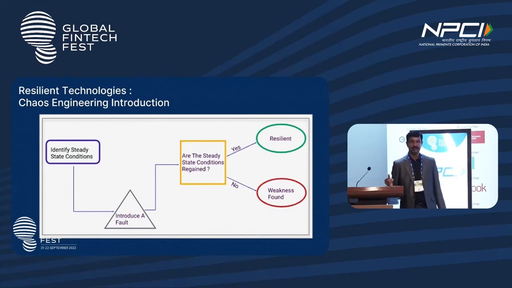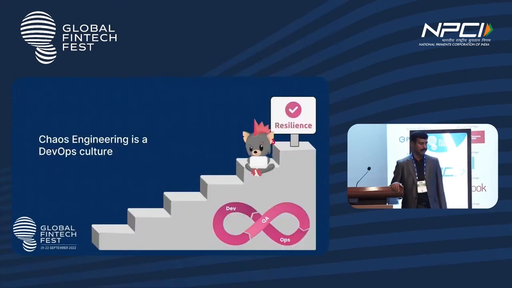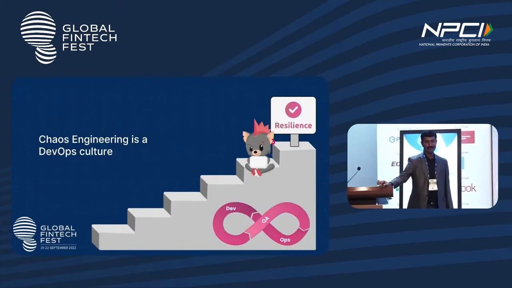If it's all good, then you identified a resilient scenario. So you can be sure that if such a fault happens, most likely the outage will not happen. If it's not the same as the steady state, at least you found a weakness. Now that you found a weakness, you can go and act upon it in a proactive way, right? So that's really chaos engineering.